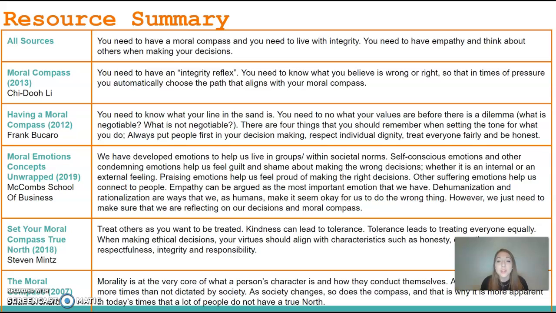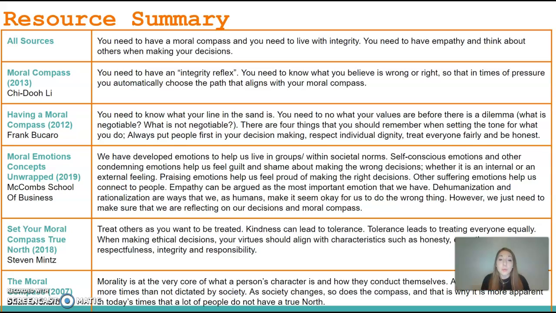So the first one was the self-conscious emotions and other-condemning emotions, which allow us to feel guilt or shame about making the wrong decisions. So this could be like an internal conflict going on with yourself where you know what you did was wrong, and so you feel shame and guilt for what you did. This could also be an external conflict. The other-condemning emotions would be felt by other people. So the way other people would view what you did makes you not want to do it because you don't want anybody to know that you did something wrong.